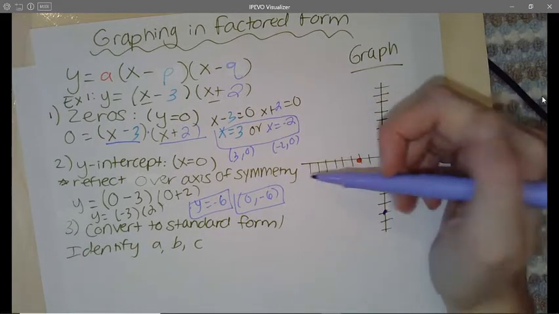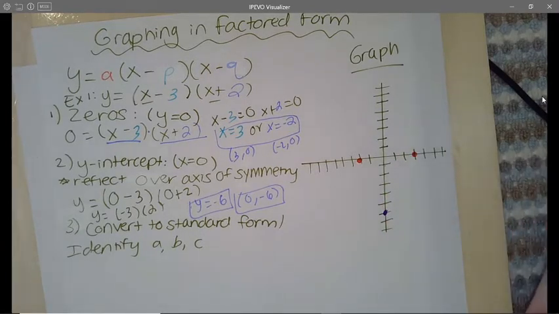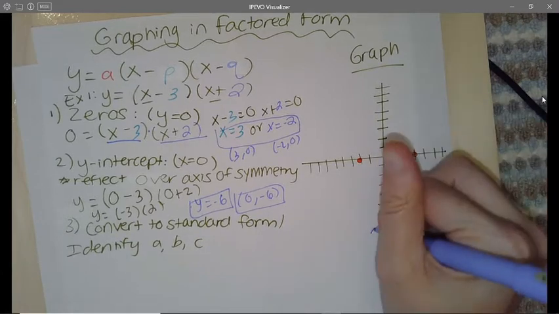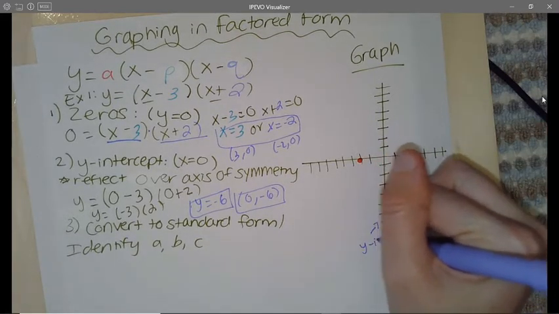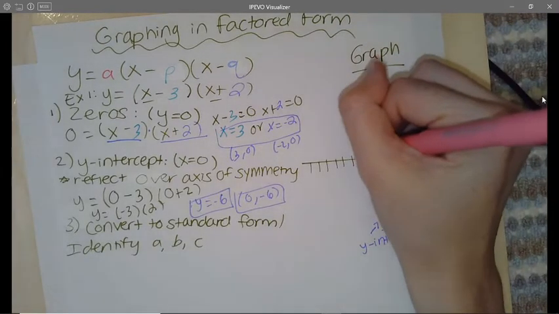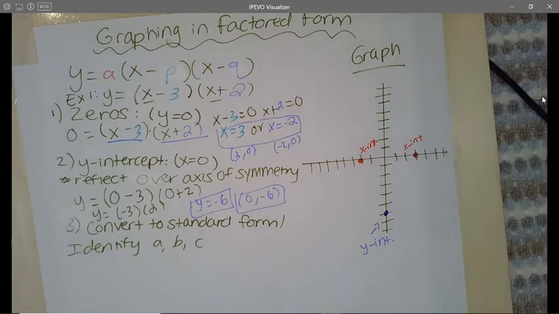Eventually, I am going to reflect it over the axis of symmetry. But if you guys notice, I don't have an axis of symmetry yet, so I can't really do that. But I will do that later on. Okay, so we have our y-intercept. I'm going to abbreviate it with y-int. So I'm a mathematician and I'm lazy, right? And then these are my x-intercepts, or my zeros, or my roots, whatever you want to call them.